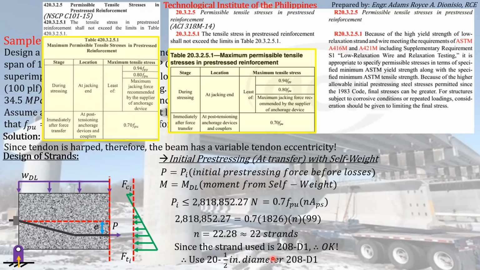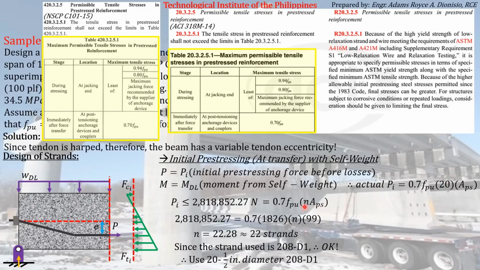So with that, since we have already determined the particular strand pattern that we will use on this particular problem, we can now compute for the actual initial pre-stressing force that will be induced by these 20 1/2 inch diameter strands. So again, how can we compute for the actual PI? We can just again use this equation.